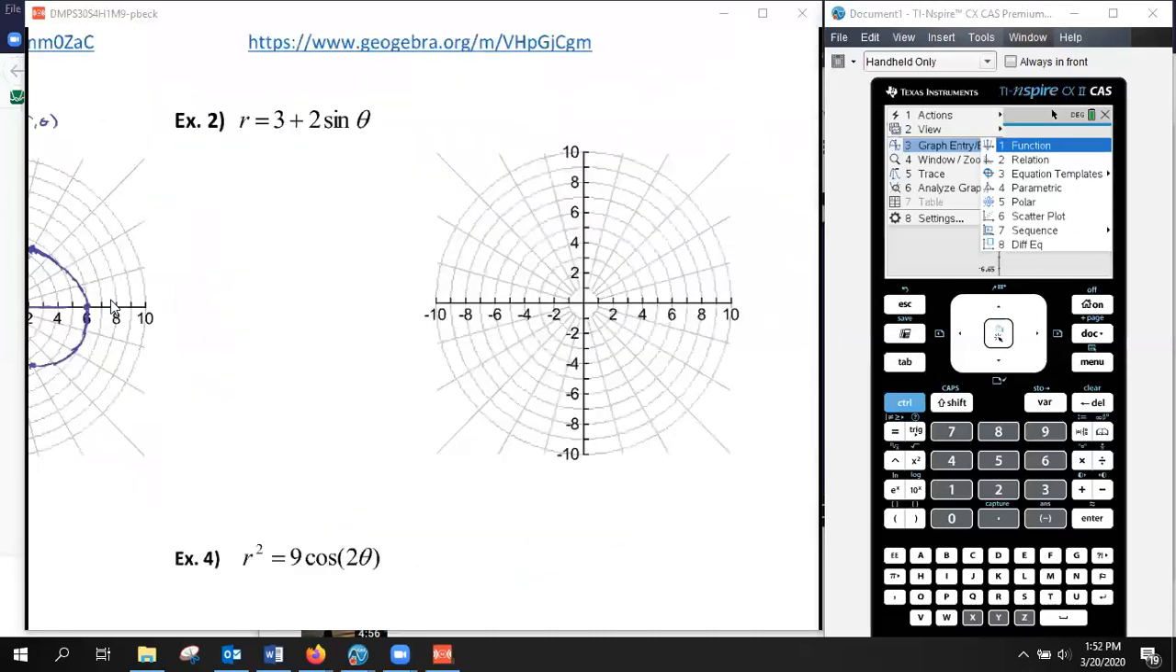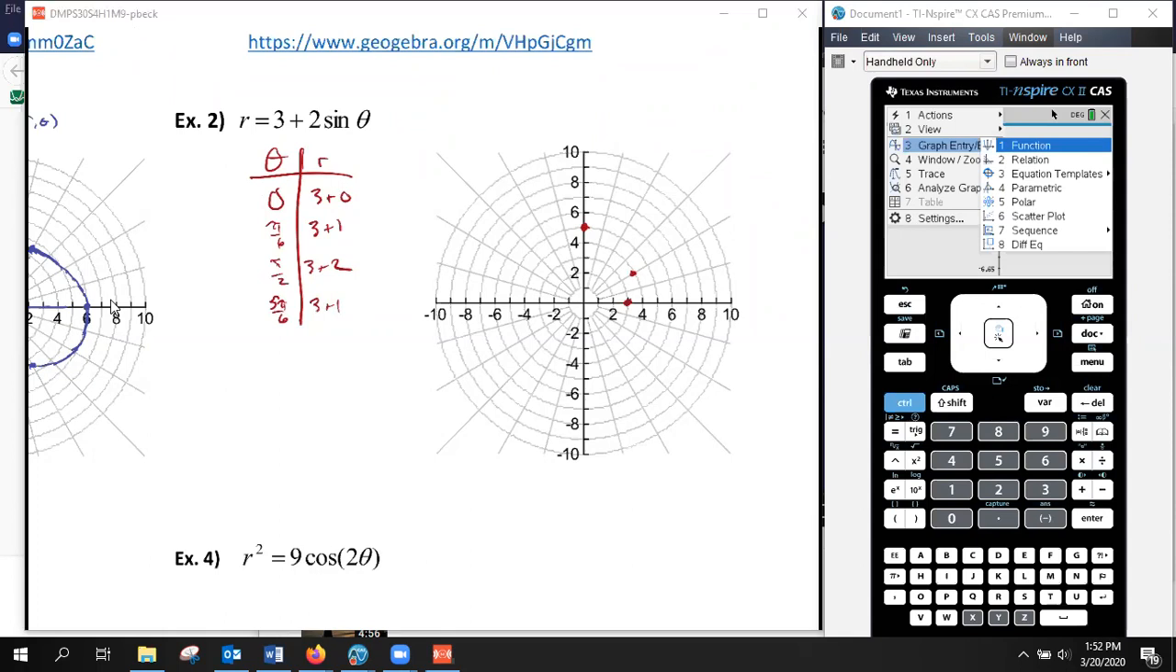So, going on with this one, the mental points that I'm going to go into start off at 0. When theta is 0, I get a radius of 3 plus 0, which should be right here. Because this is sine, I'm going to be using a pi over 6. This will be 3 plus 1. So at pi over 6, I'm going to have a radius of 4. When I have pi over 2, I will have a radius of 3 plus 2, which is 5. If I have 5 pi over 6, once again, I have a radius of 3 plus 1.